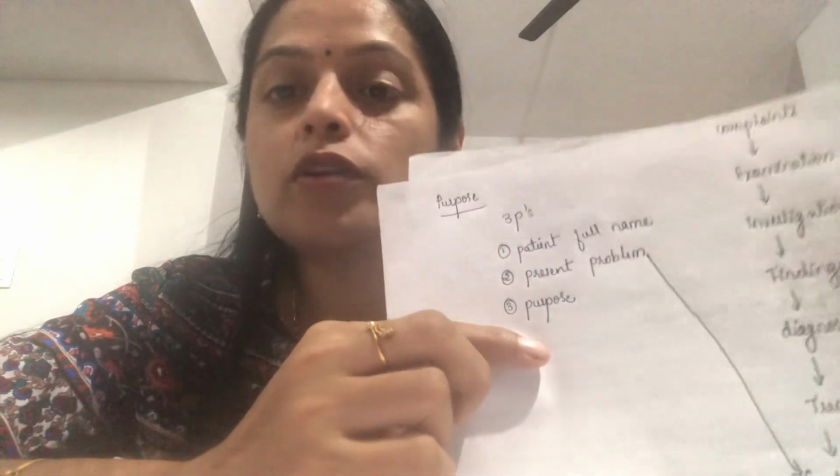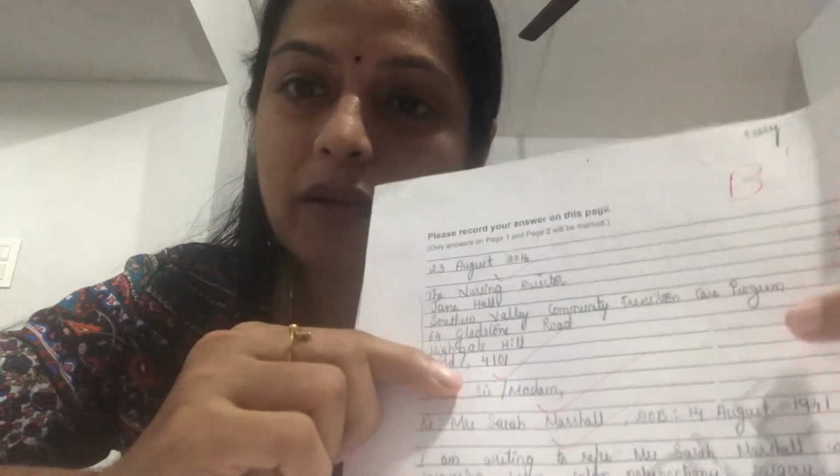Okay, so how do you need to write the purpose? For example, for a discharge letter, transfer letter or referral letter, we write like, I am writing to refer Mr. Robert D'Souza. For example, see, till that I hope you understood. I am writing to refer Mr. Robert D'Souza, the patient's full name.